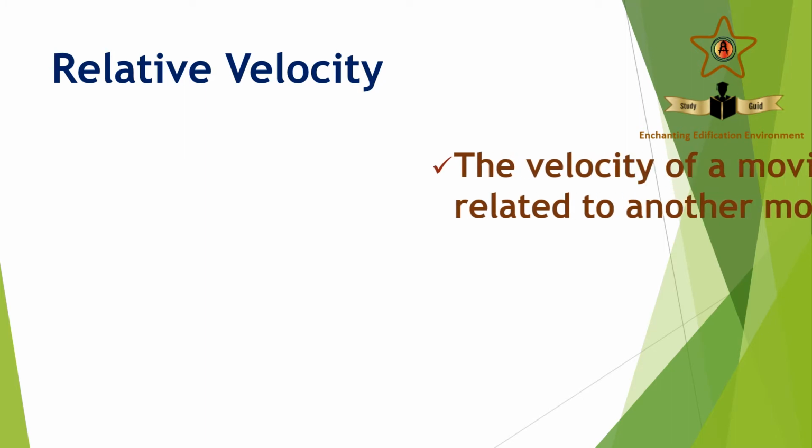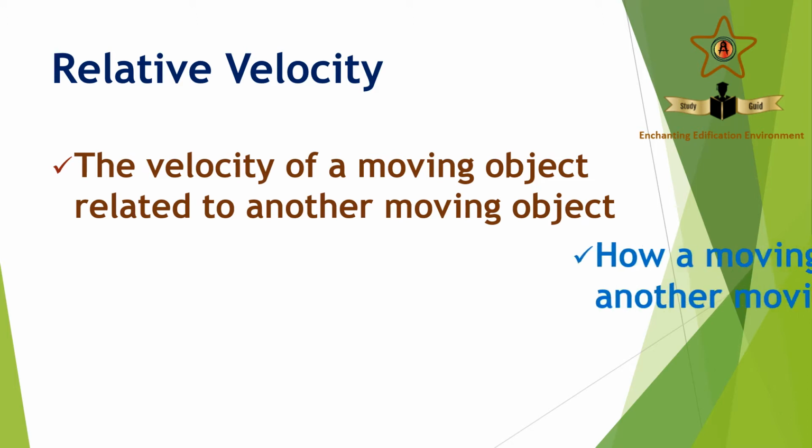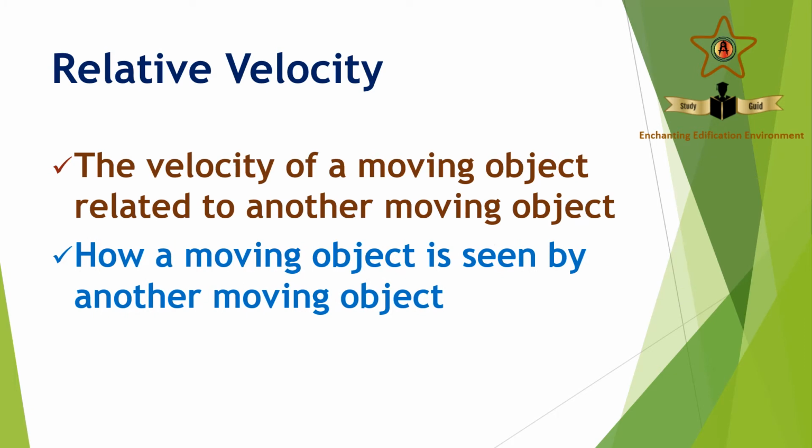Relative velocity: the velocity of a moving object related to another moving object is relative velocity. It can be described as how a moving object is seen by another moving object. Velocity of A relative to B is equal to velocity of A relative to Earth plus velocity of Earth relative to B. This is the velocity triangle rule.